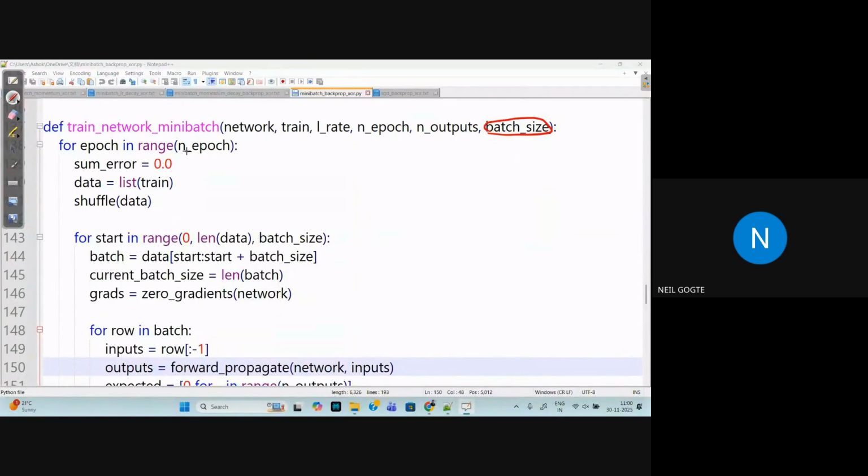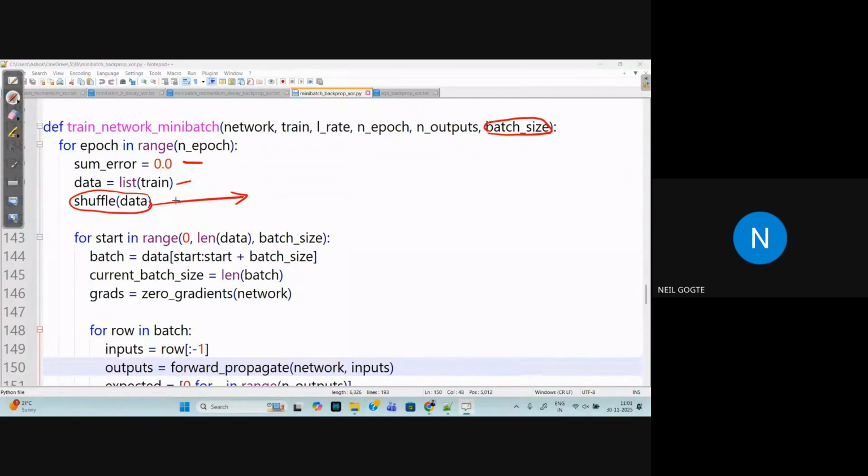For epoch in range, so we go epoch by epoch. In the beginning of the epoch, we set some error to 0, obviously. We take data equal to list of train. This is our training data. And this is an important step where we shuffle the data every epoch. This shuffling just randomly rearranges the data for every epoch. An epoch is broken into batches. Epoch means one traversal of the entire set of data. Every time I shuffle data.